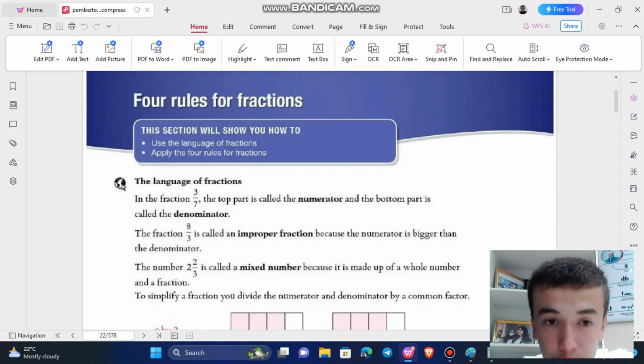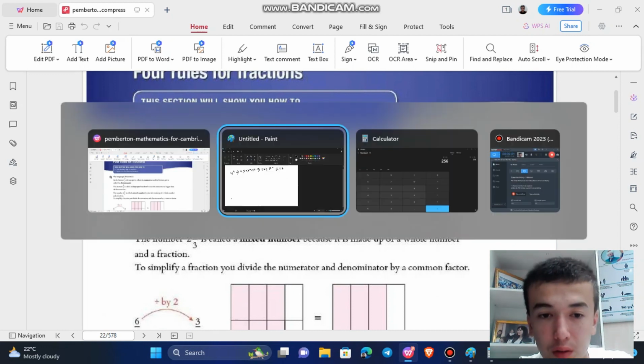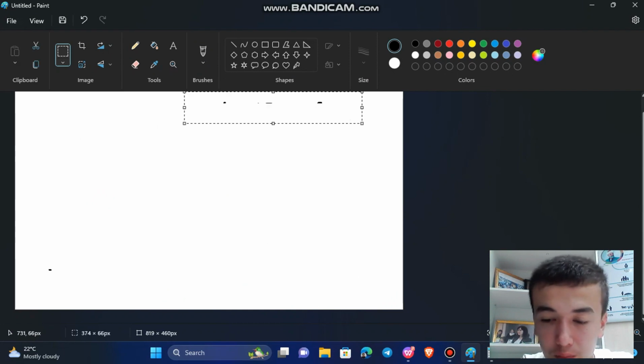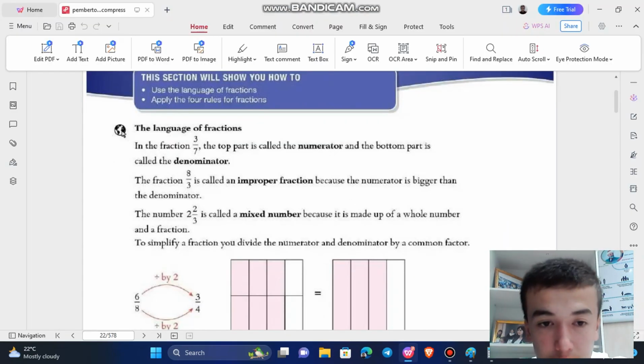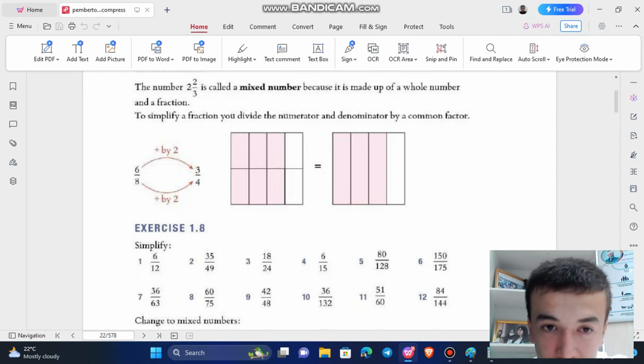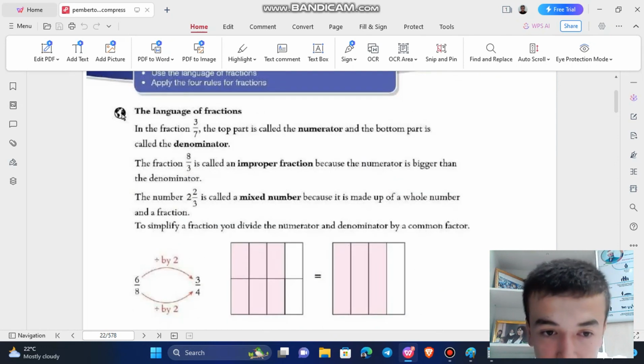Our next topic is about the rules for fractions. Let me explain the rules of fractions. You can see that 3/7 is a fraction. 3 is the top part, which is called the numerator, and the bottom part is 7, which is called the denominator. For example, there are fractions such as 8/3. We know that 8 is greater than 3, so it is an improper fraction because the numerator is bigger than the denominator. The number 2 and 2/3 is called a mixed number because it is made up of a whole number and a fraction. 2 is a whole number and 2/3 is a fraction.